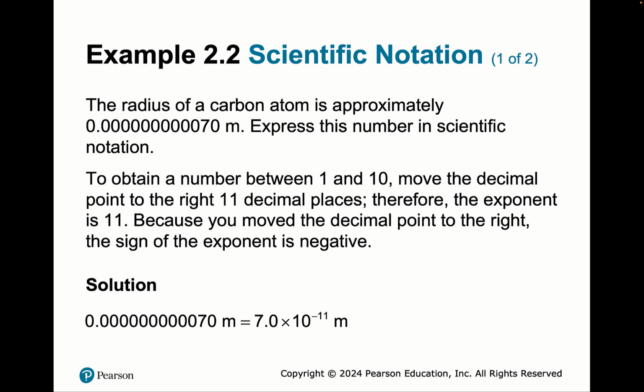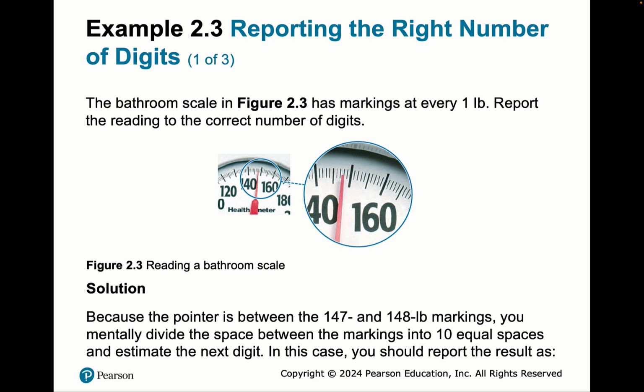So the radius of the carbon atom has a bunch of zeros. Zeros to the left are not significant, so we can count them over, and those zeros to the right are, so that has 2 sig figs and we have 7.0 times 10 to the minus 10 meters.